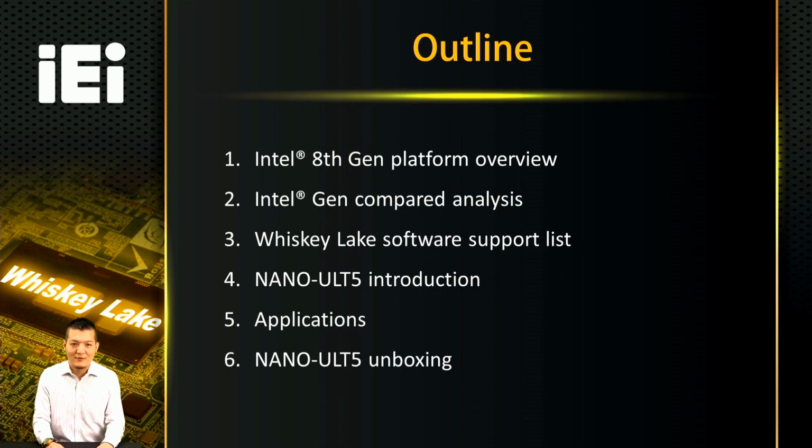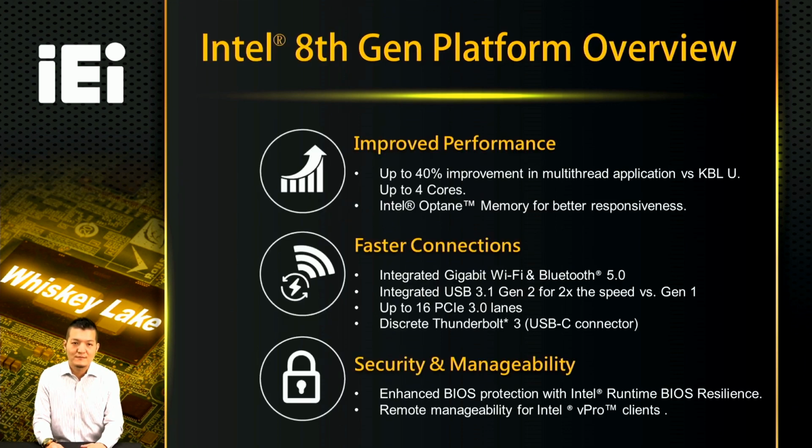In this video, I will start from Intel WhiskeyLake-U overview and talk about the product specification and comparison with previous generation, and also have a look at the software support list. Then I will talk about the latest embedded board solution from IEI called NANO-ULT5. We will go through the product specification and application. Then the final part will be NANO-ULT5 unboxing. Next page is the platform overview.